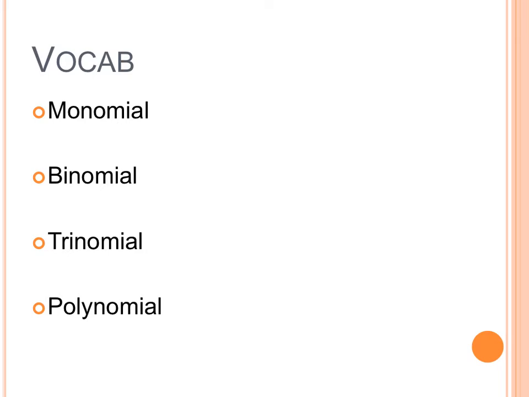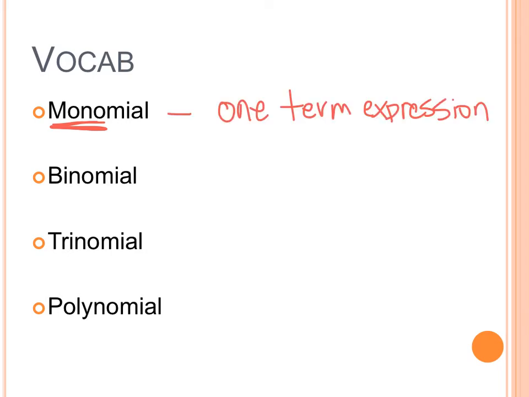So the first one is monomial, and we can kind of look at the roots of the word here to understand what it really means. And so the root of this word is mono, and so what this term means is that it's a one-term expression. So mono is one, and so this is a one-term expression. When we look at binomial, we can look at the root of the word bi, which would be two. So this is a two-term expression.